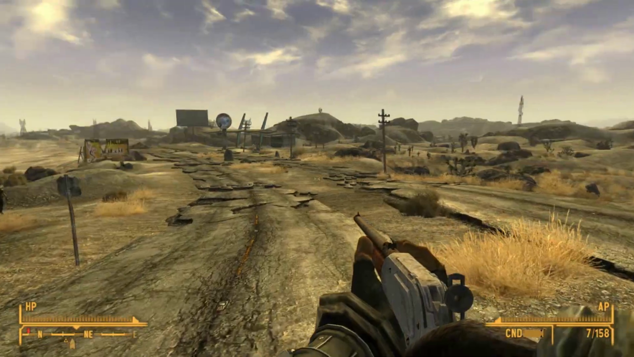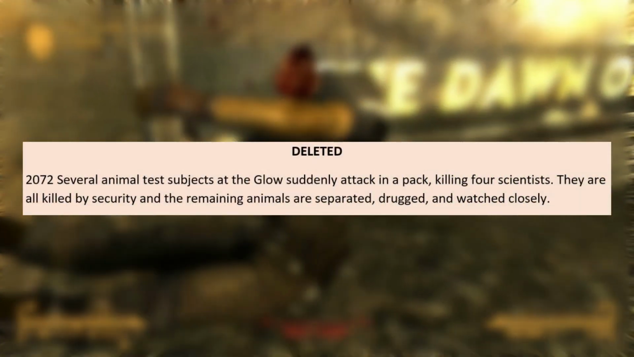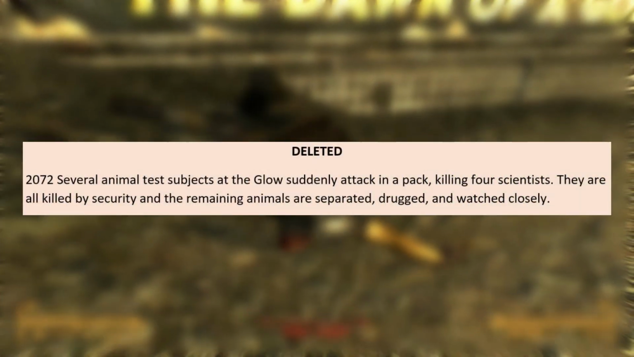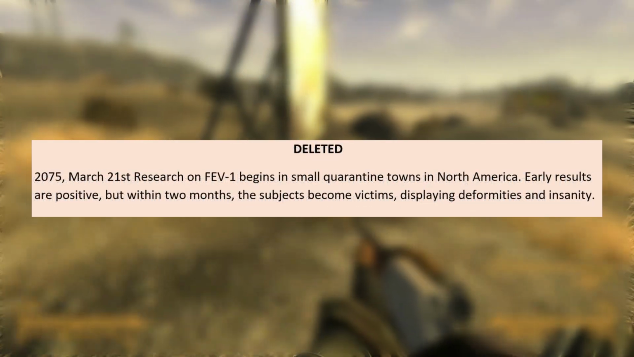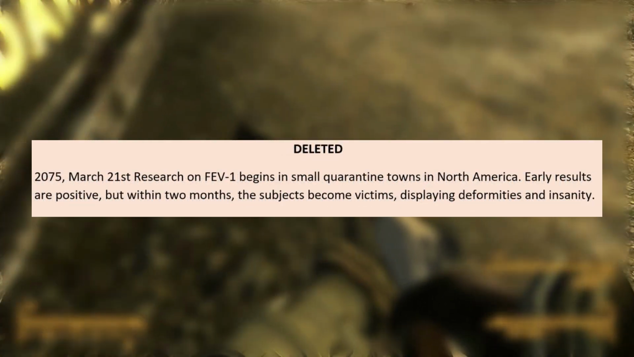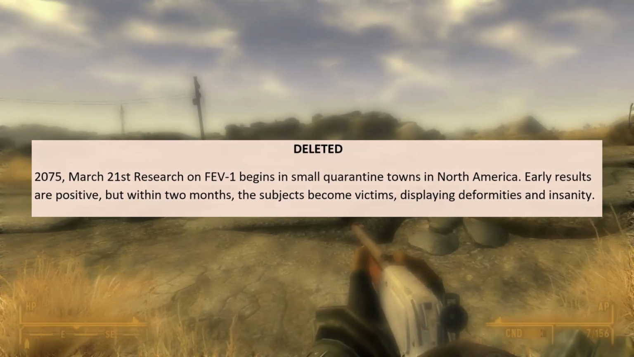Between 2071 and 2077, many changes were made. Chris removed all references to the incident where animals being tested on with FEV broke out and killed scientists. The entry that referred to FEV tests on small towns, resulting in deformities and insanity of the inhabitants, is also removed.